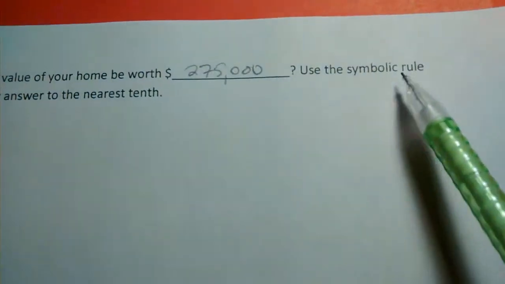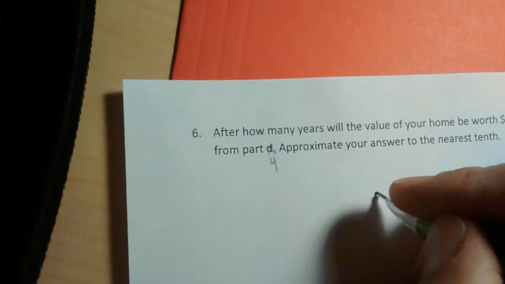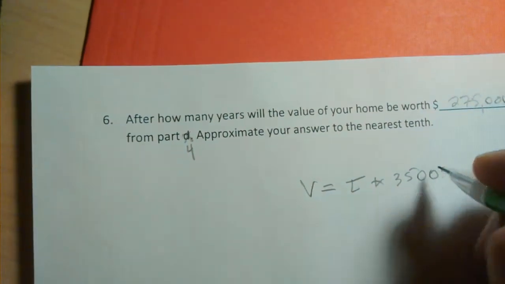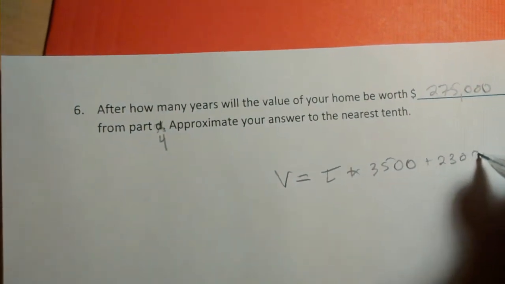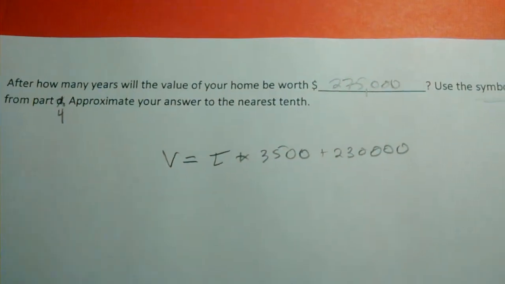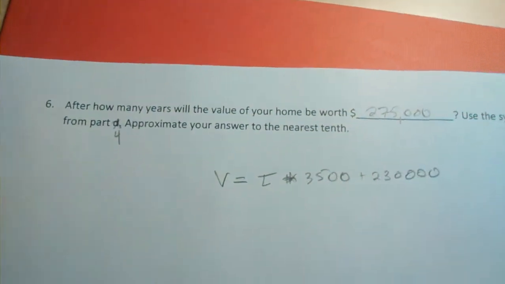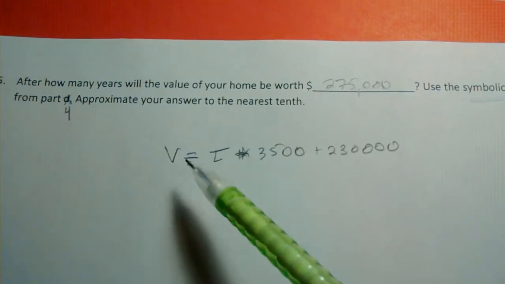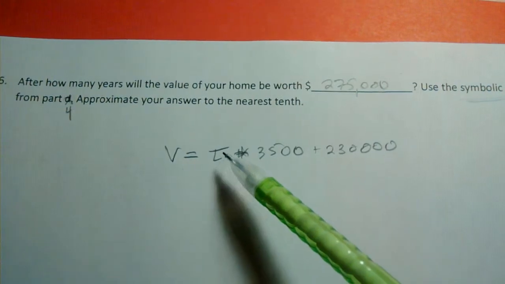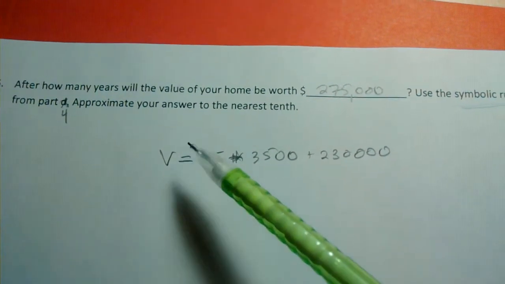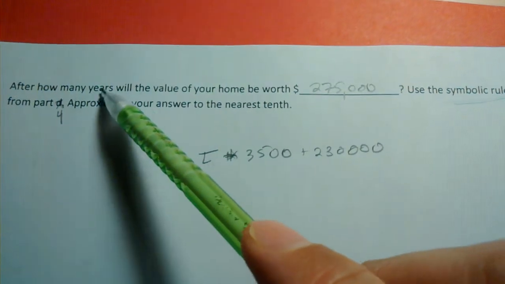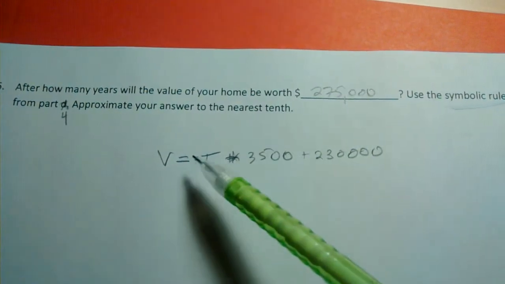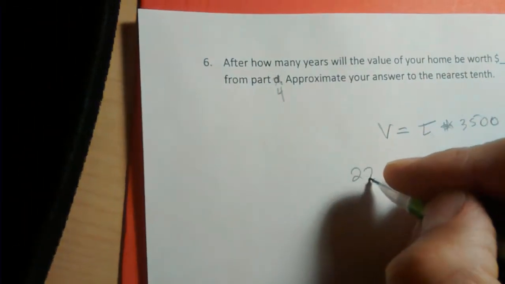Alright, so again, using the symbolic rule means to first write the rule down that illustrates the relationship between the variables. That's this guy. So there's my symbolic rule. That's multiply, by the way. So the question now is, does the information given to us represent a V value or a T value? T means the number of years you've lived there, V the value of the home. Well, we're actually looking for the number of years you've lived there, after how many years, and we're given the value of the home. So that 275,000 is a V value.